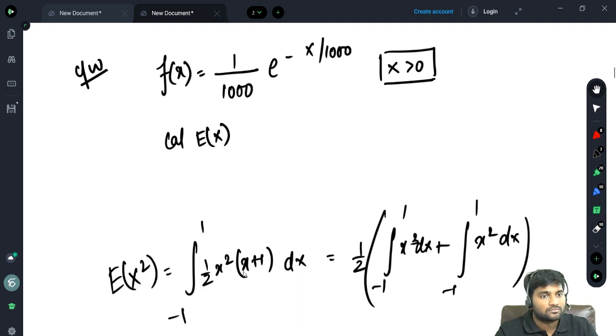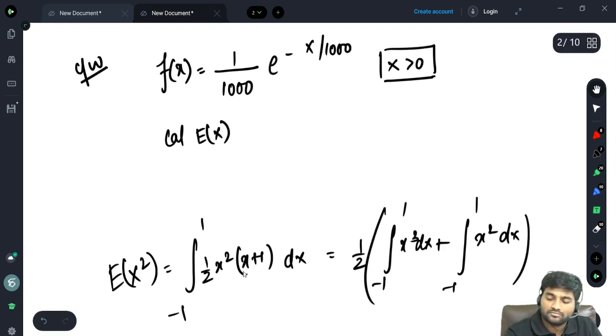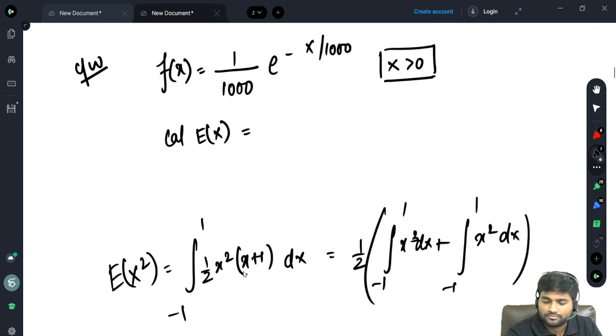Solve. What is the answer? Harsh Nanuli, your answer is wrong.